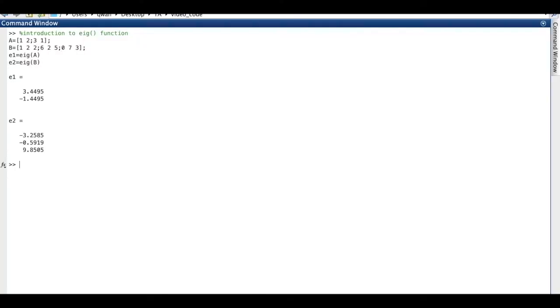In this example, we can see that for a 2 by 2 matrix A and a 3 by 3 matrix B, eig of A can give us the eigenvalues of a matrix. That is 2 numbers for A and 3 numbers for B.